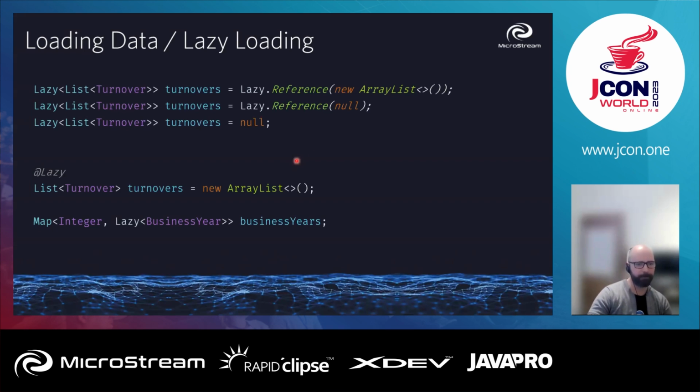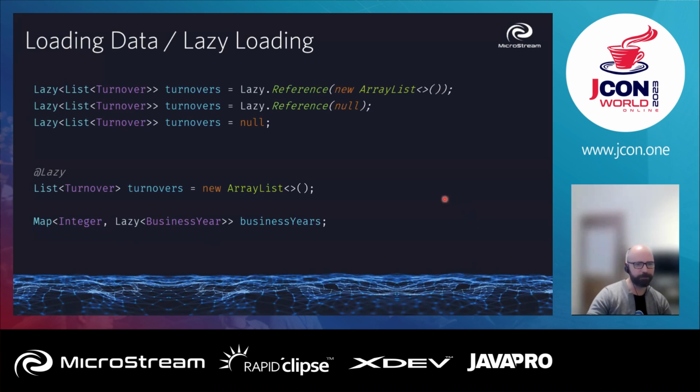So that's the first point. And the second one is annotations can only live in certain places. For this example, if you want to lazy load only the values of a map, it wouldn't be possible, because you cannot write annotations inside of generics. That's why we decided to use lazy as a concrete type, and you can use it in your object model.